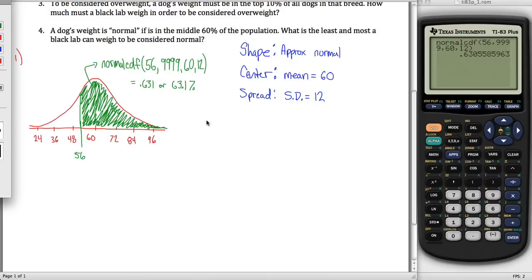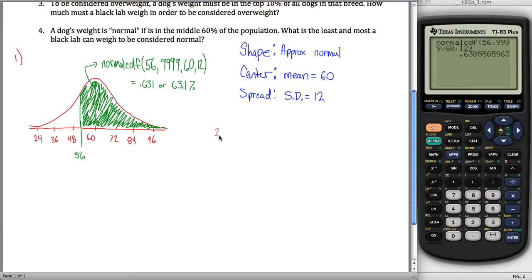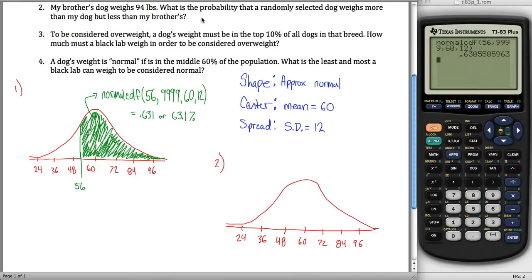We can do part 2 in kind of a similar fashion. It's the same idea. We have the exact same picture. So I'll sketch it maybe a little bit quicker, and therefore a little messier apparently. We got our mean is 60, and then we can go up and down by 3 standard deviations. I wish I knew how to just copy and paste this picture, or the red part of it anyways. And now that you have that drawn, we can answer another question. This time we want to know what's the probability that a randomly selected dog weighs more than my dog, but less than my brother's.